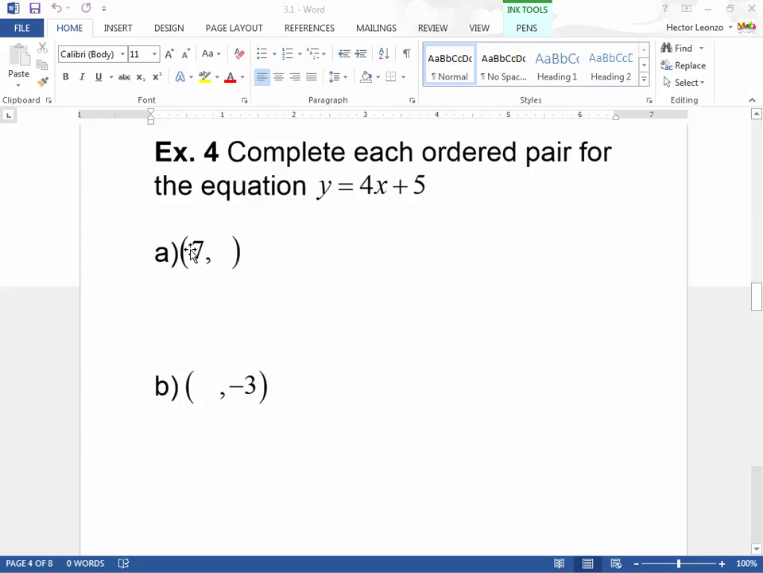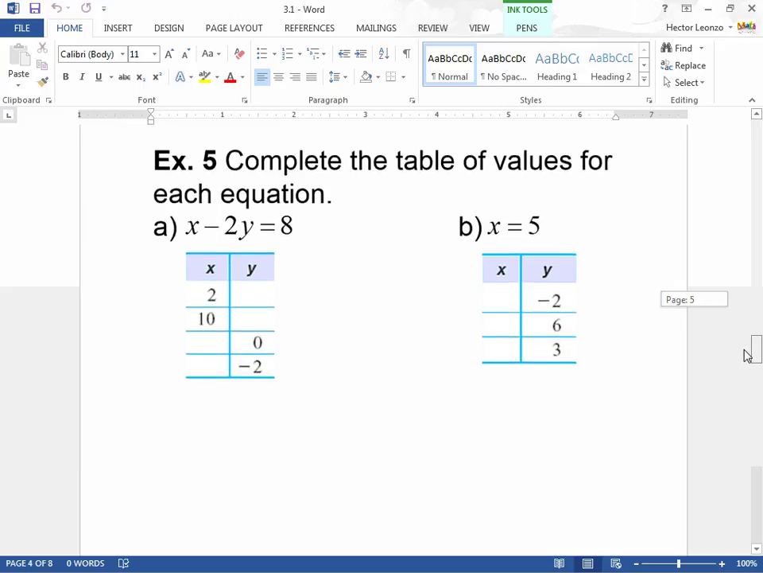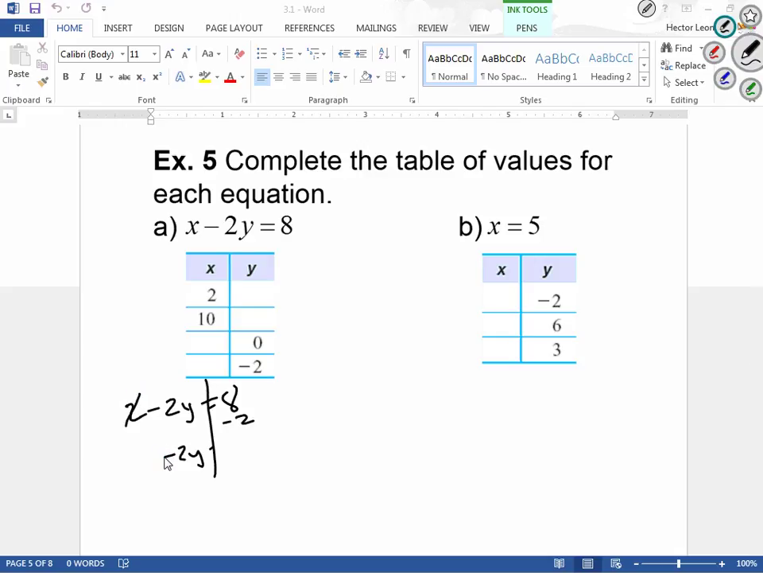Not only can I give you the values like this in parentheses, you can be given them in tables. You have the equation x minus 2y equals 8. For this first part, I'm going to tell you the value of x equals 2. So solve for y. If we look at that, we have 2 minus 2y equals 8. Just work it out. I'm going to move the 2 to the right as a minus 2. So I have negative 2y equals 6. Divide by negative 2. y equals negative 3. So that's how I'm going to complete that.